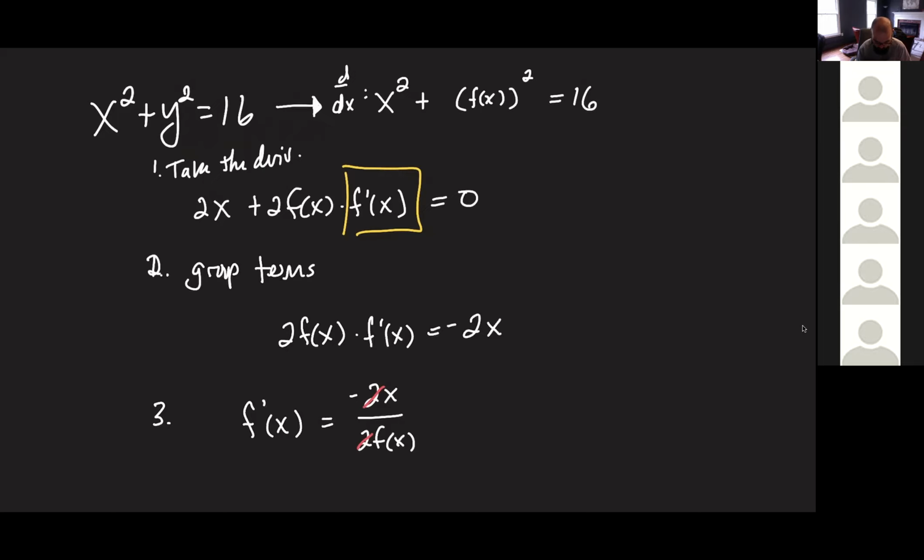Yeah, so I subtract the 2x over. And then what we get is negative x over f of x. And if we want to, then we can go ahead and swap back in our term here. We're going to swap back in y for f of x. So when I'm thinking about the derivative of this implicit function, the slope across the whole curve is going to be given by this term, negative x over y.